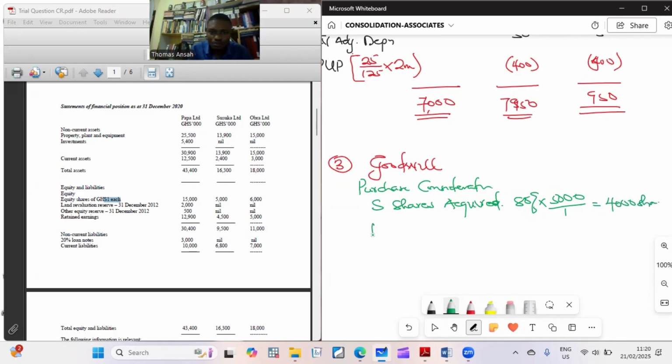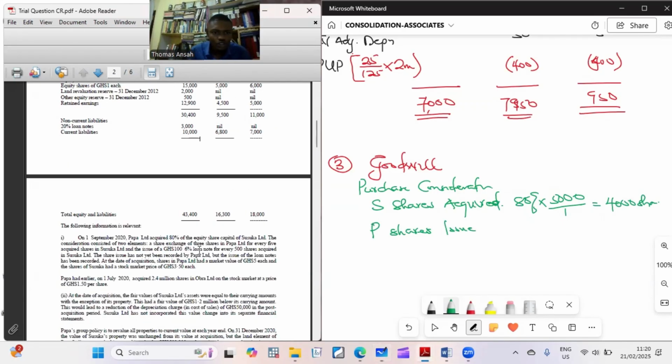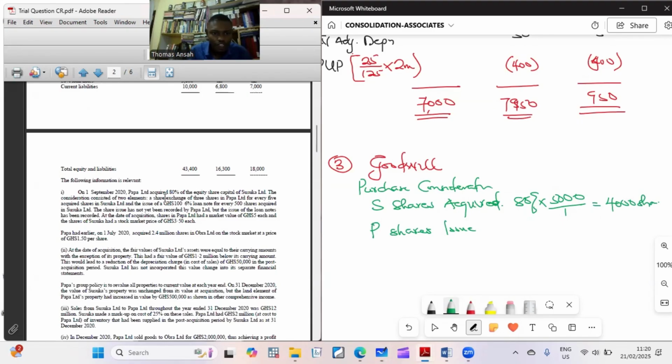4,000 shares. Parent share issue. How many shares did he issue for the 4,000? According to the question, by issuing 3 of per share for every 5.